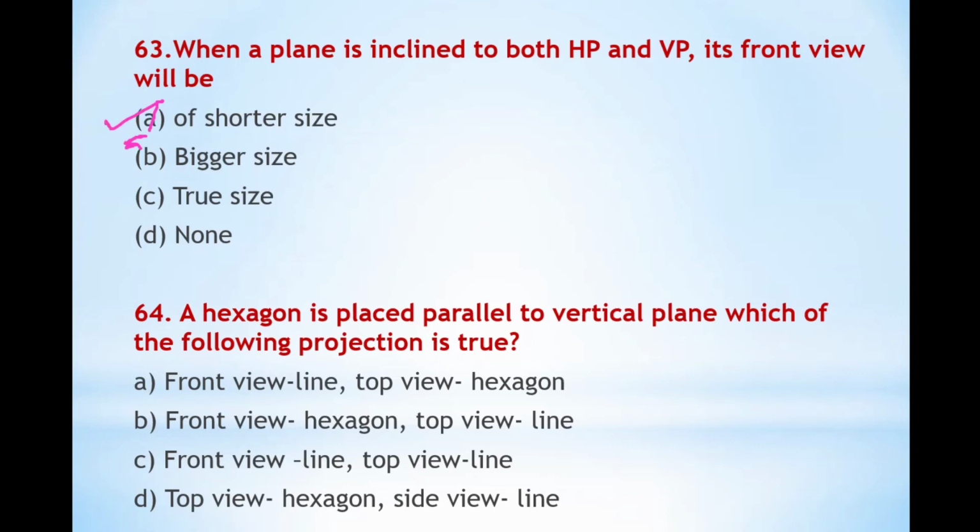So I'll draw here. So this is the reference axis. So I'll draw its front view. Okay, if it is parallel to the vertical plane, that means in the front view we'll get the true shape. So I'll draw here the hexagon.